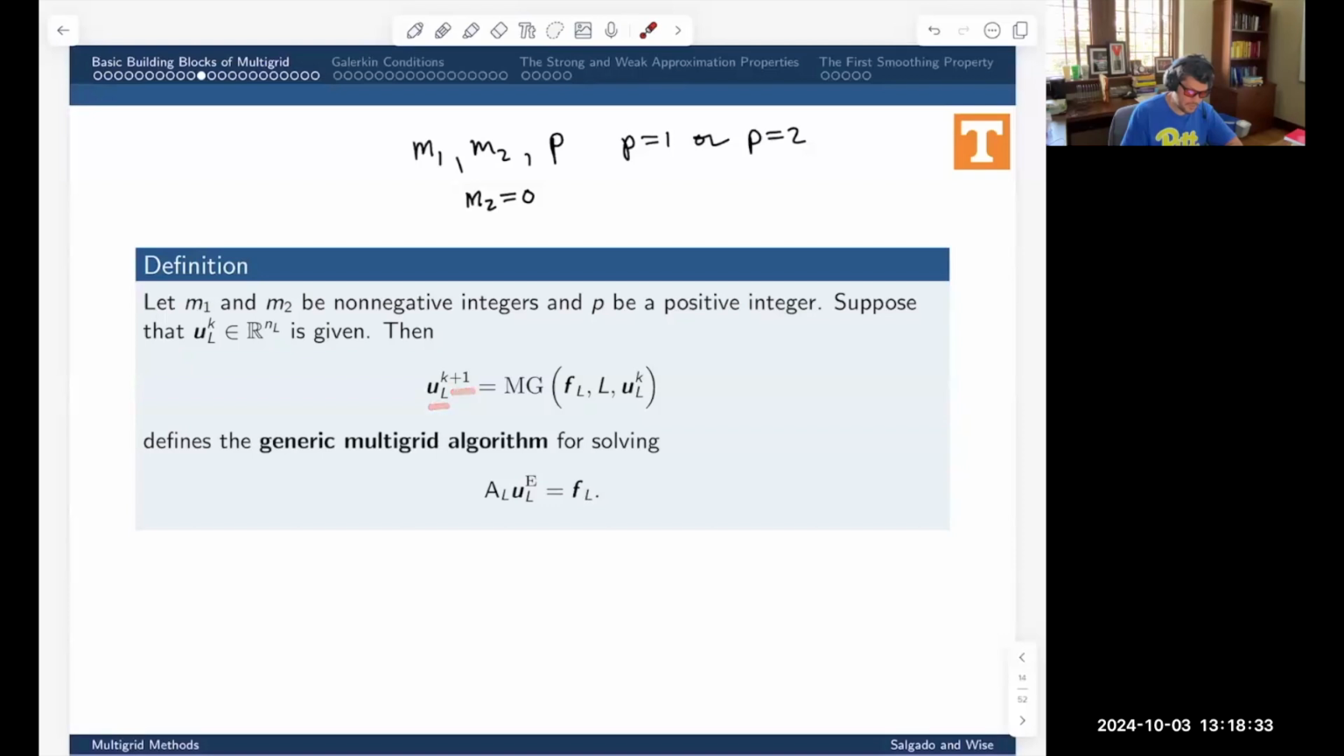ULK plus 1 is equal to the multigrid operator that we just defined with the following inputs: FL, capital L, because we're calling it on the finest possible level, and we're using as our input ULK, and we're going to improve upon that and call that improvement ULK plus 1. And that's it. That's the multigrid algorithm completely defined.